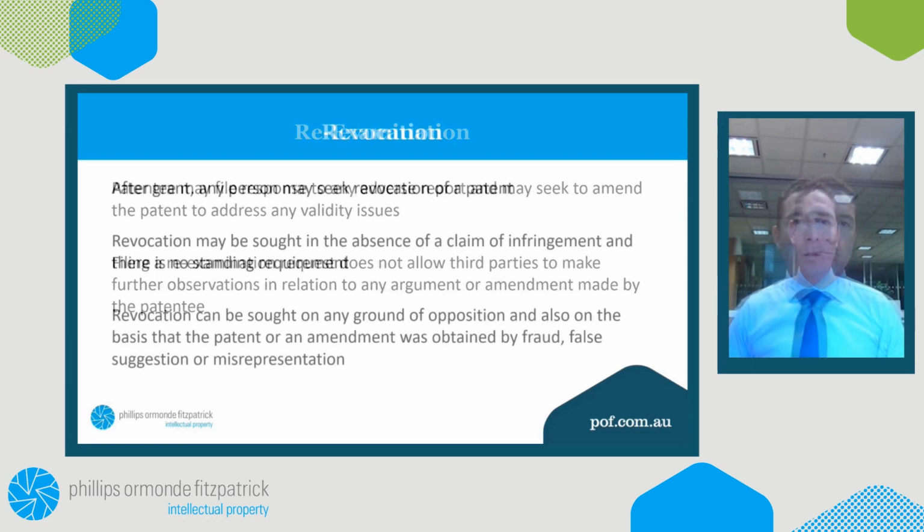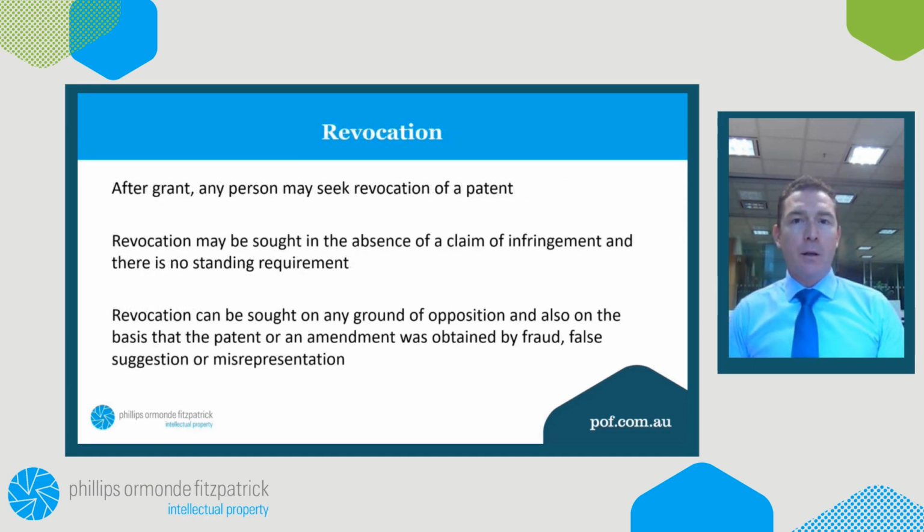The fourth mechanism that is available to a third party under Australian patent law is revocation of a patent after grant. So once granted, any person may apply to the Federal Court seeking revocation of the patent. An application for revocation can be made at any time after grant, and can be made in the absence of a claim of infringement. There is no requirement that a person making a claim for revocation show standing in order to bring that claim.